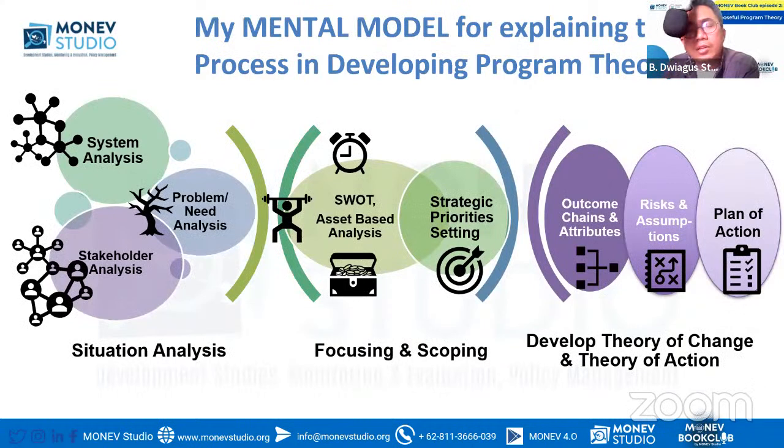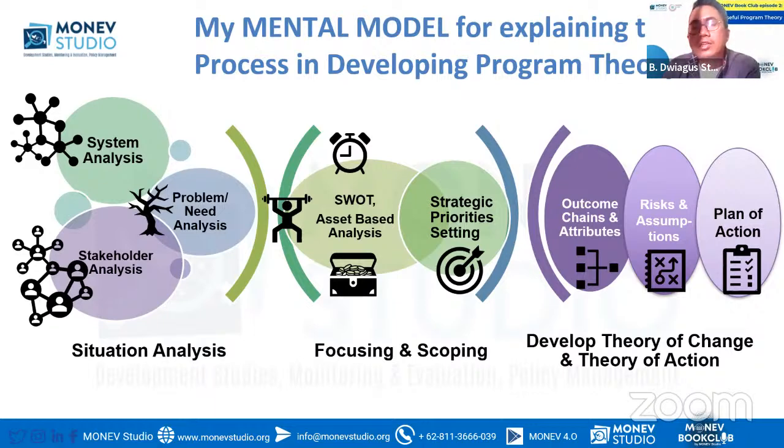I guess this is another mental model for me for explaining the process of developing program theory. As you can see, it's very similar to the planning and designing process: doing the system analysis, stakeholder analysis, and needs analysis, which can be used as part of the situation analysis. And in this case, you need to do focusing and scoping because we cannot do everything, we cannot solve everything, knowing that we have limited resources and limited time. So you need to acknowledge your strengths, your weaknesses, your opportunities, and your threats as well. And in some cases, maybe you need to do some asset-based analysis. Although this book does not really discuss SWOT and asset-based analysis in detail, I guess it is kind of similar to that when we're doing the focusing and scoping.